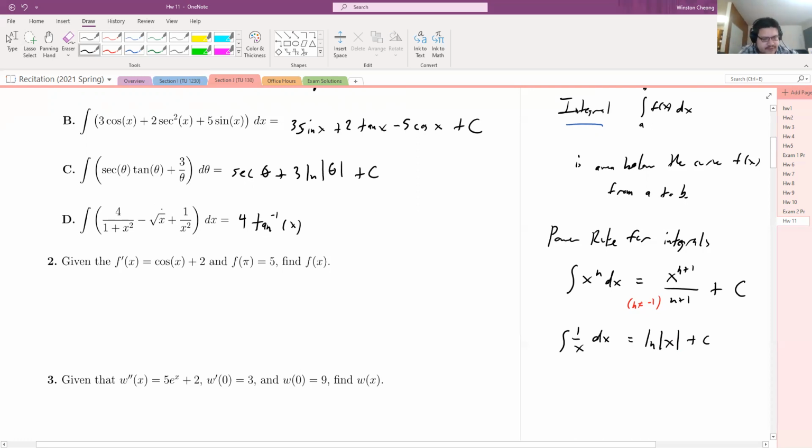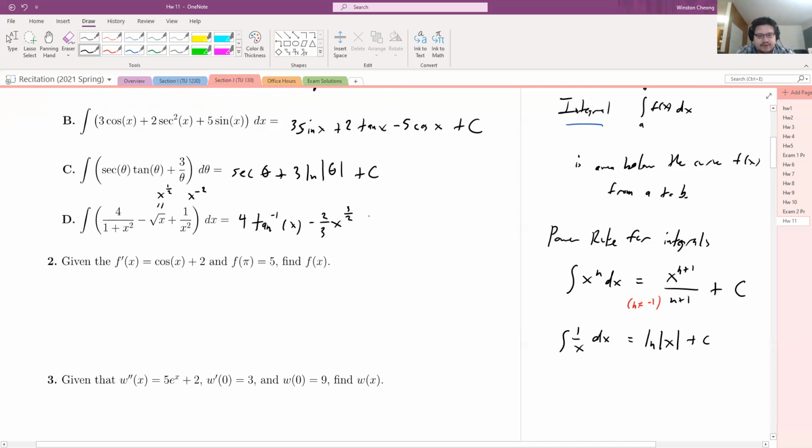And then the last two, I'm going to want to rewrite these as x to some power. So square root of x is x to the 1/2. That's x to the negative second. And so now I can just use the reverse power rule, or the power rule for integrals. So this x to the 1/2 is going to become x to the 3/2. And then we would divide by 3/2, but we may as well flip that over. So we multiply by 2/3.